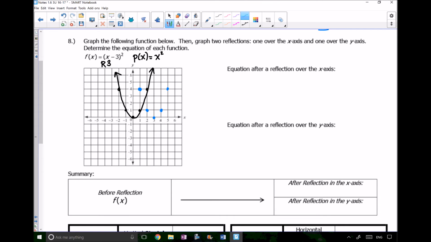So to make my life easier, I'm going to erase my parent function right here because I don't really need it so much for this question, and I'm just going to graph out the function that's given to me. So this right here is f of x is equal to the quantity x minus 3 squared. So now let's reflect this over the x-axis. So this coordinate right here of 1, 4, I'm going to go down 4 to get to the x-axis, and then I'm going to go down 1, 2, 3, 4 more.